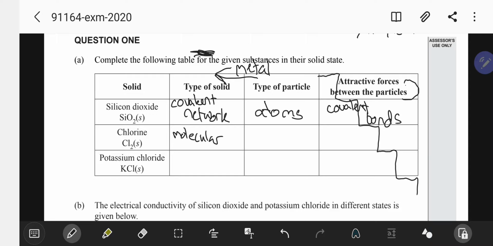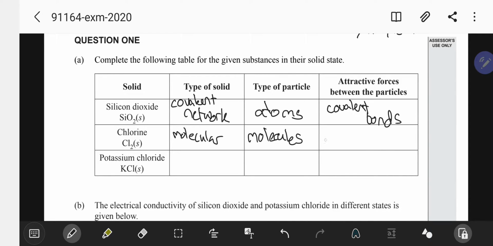The type of particles, it's just molecules. And the attractive forces are going to be weak intermolecular forces.